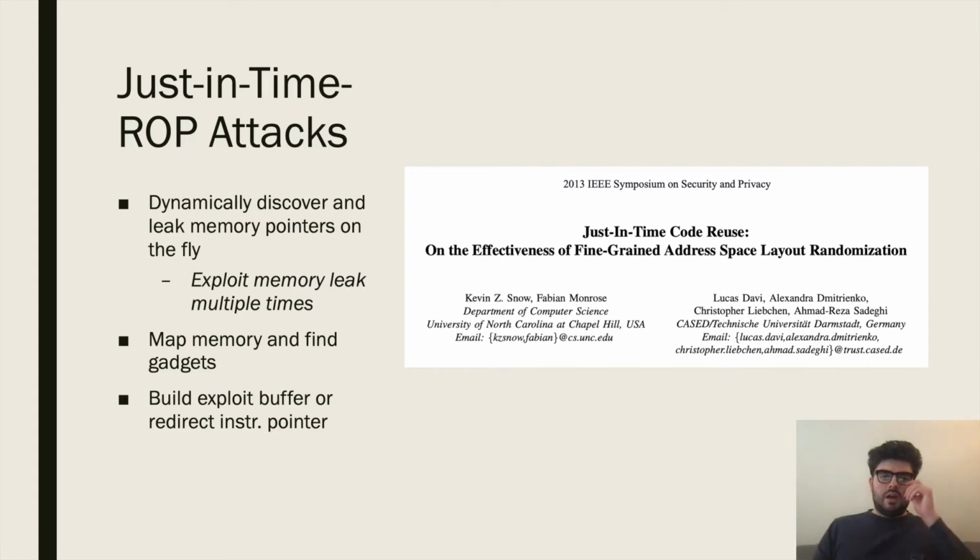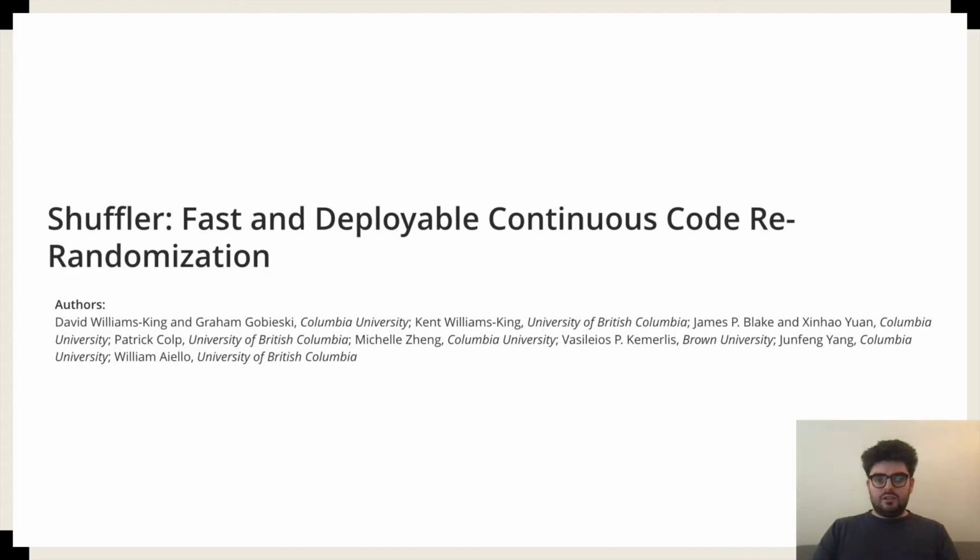Rather, someone would need to leak a pointer for multiple chunks in order to piece together the layout of the whole memory space. So a just-in-time ROP attack dynamically discovers leaked memory pointers on the fly in these chunks, and we exploit memory leaks multiple times in order to map the memory space, find the gadgets that we need, and then build our exploit buffer, our ROP chain, or redirect the instruction pointer. So these are things we've seen time and time again throughout the class, just reapplied here in a way that is able to overcome ASLR, or in this case, fine-grained address space layout randomization, which is a more advanced, specific version of ASLR.